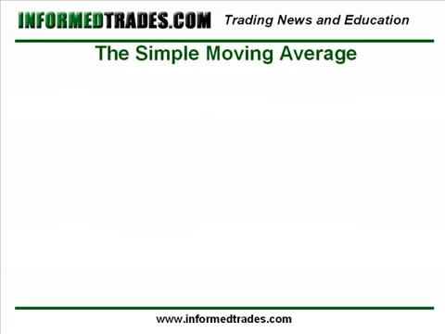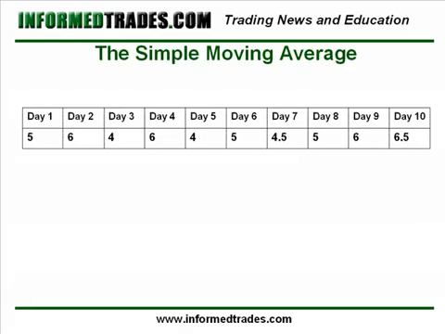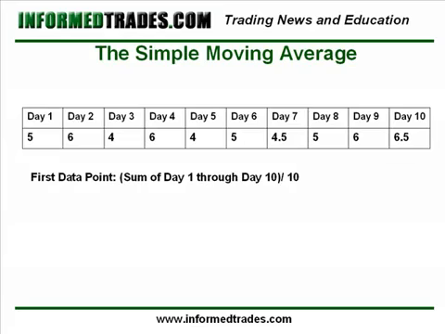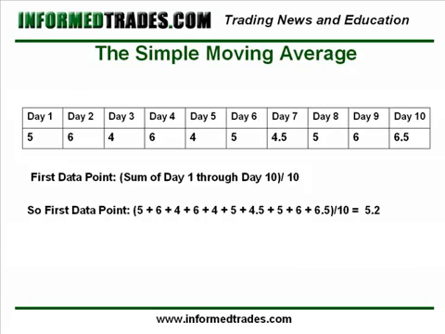So for example, if we're looking at a financial instrument here that has the following 10 days, let's look at a 10-period simple moving average, a 10-day moving average. To calculate the first data point, we would take the sum of day 1 through 10, divide that by 10, and we would get 5.2 for the first data point, using this as an example.